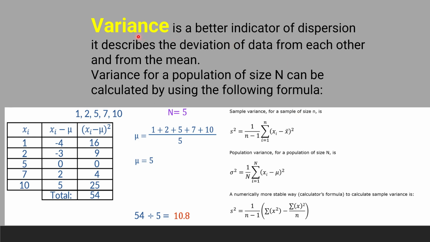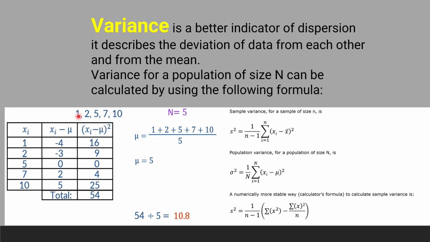Next is variance. So what is variance? It gives us how data is dispersed in the data set. It is a better indicator of dispersion. It describes the deviation of data from each other and from the mean. Variance for a population of size n can be calculated using this formula. Sorry, this is for sample and this is for population. And then this is the table we have to calculate. So firstly we will understand with an example.